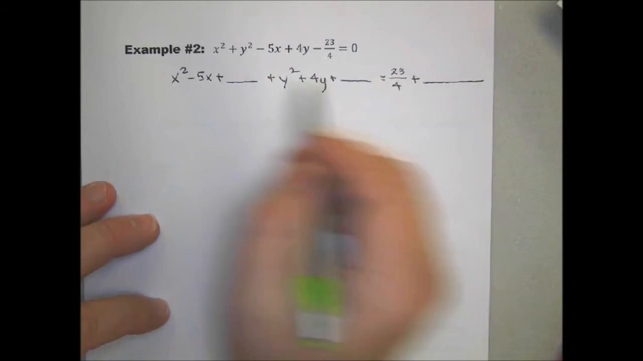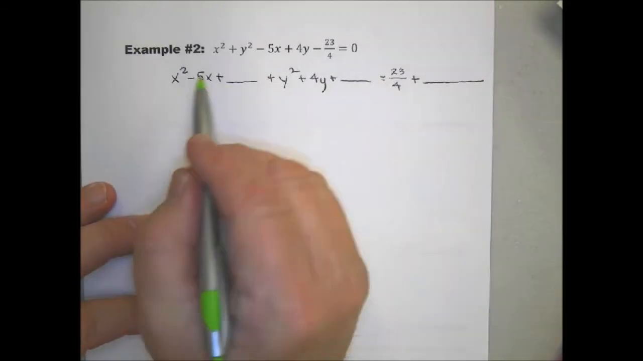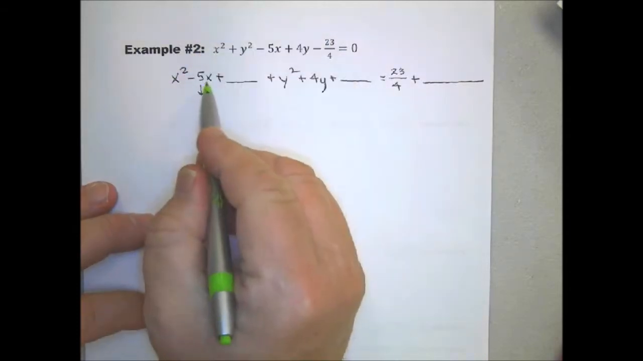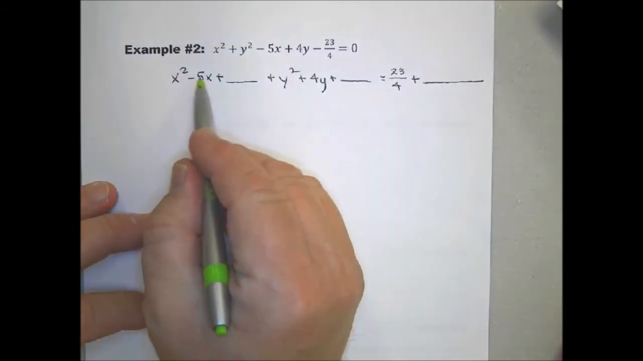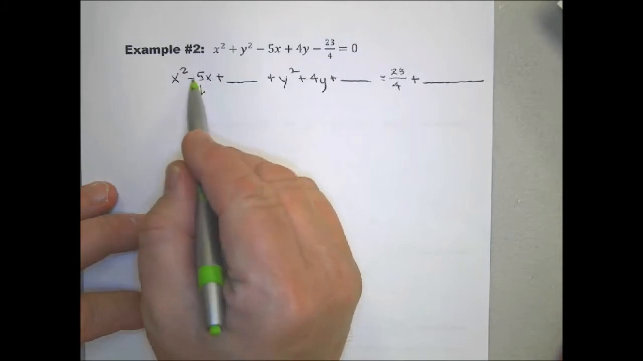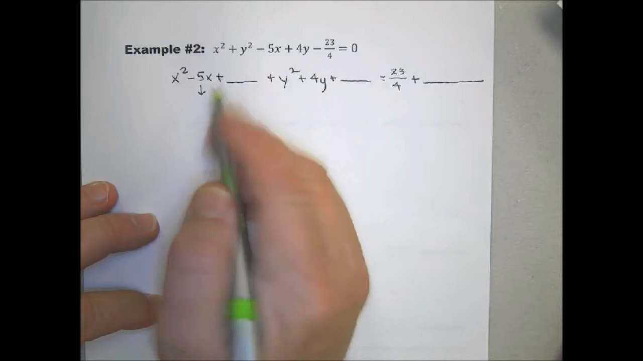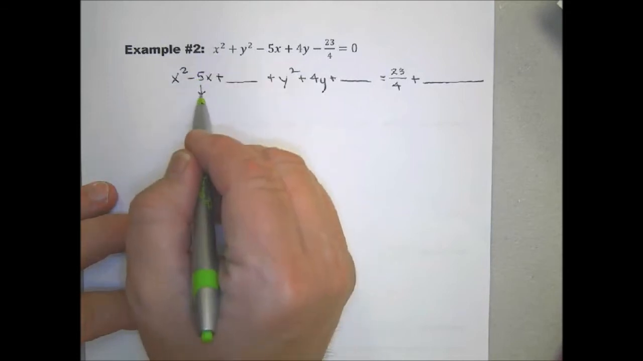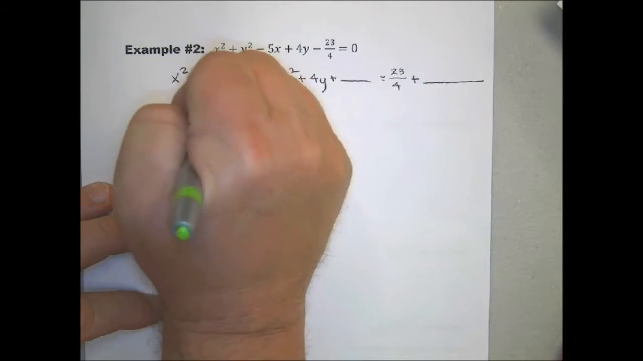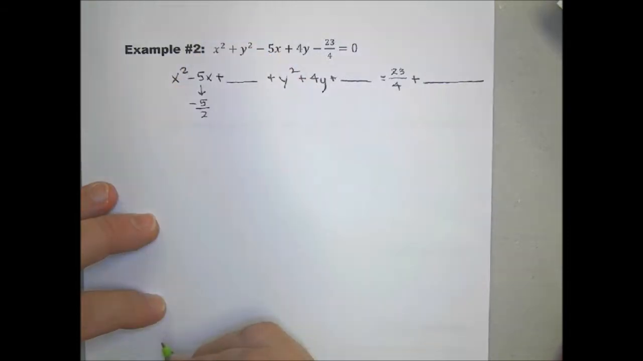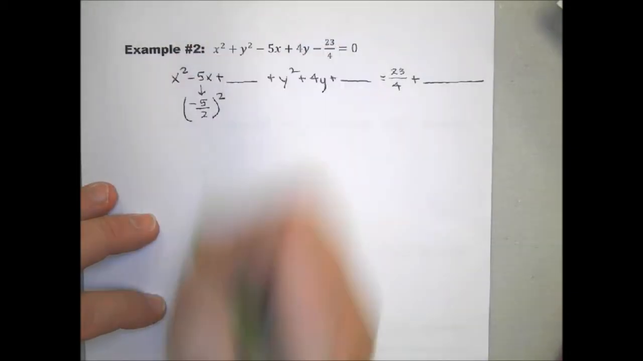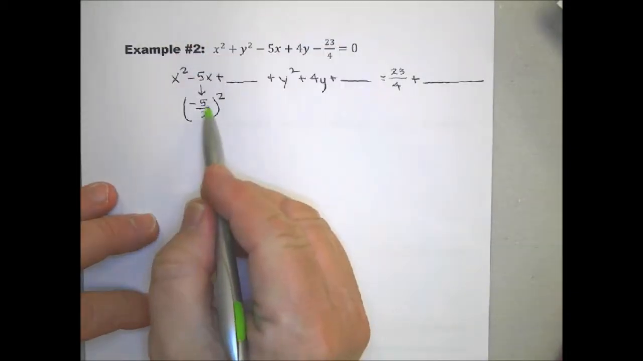So here's the process. We know we have to divide by 2. Now the last thing you want to do is take your calculator out and take negative 5 and divide by 2 and get negative 2.5. All you want to do is keep this in fraction form. So negative 5 divided by 2 is simply negative 5 halves. And then the next thing you're going to do is square it. So that becomes 25 fourths.